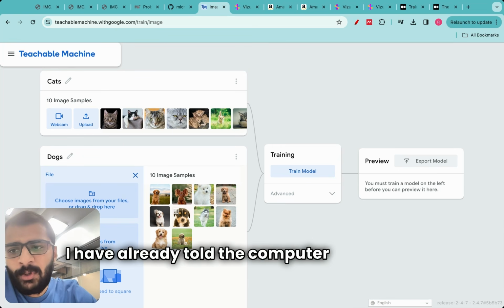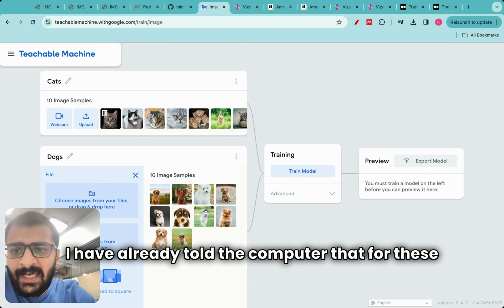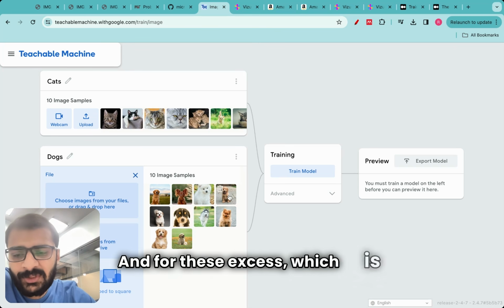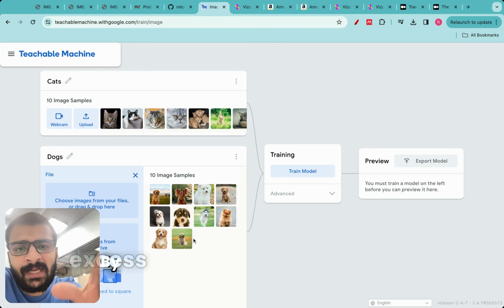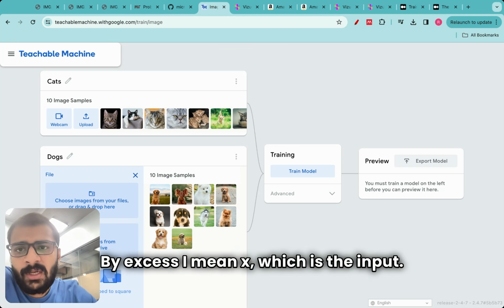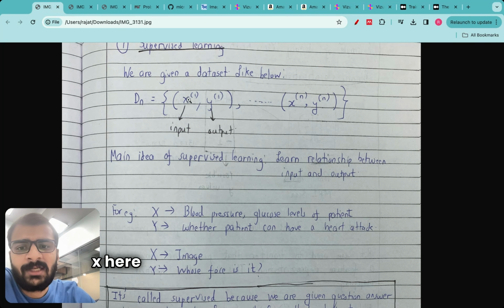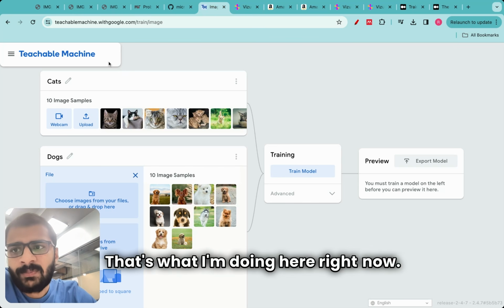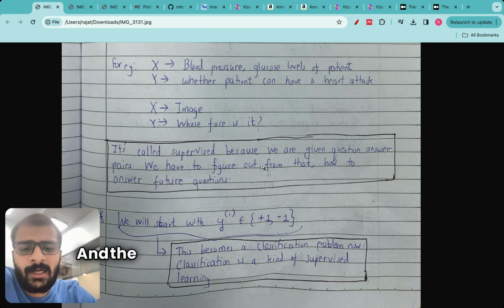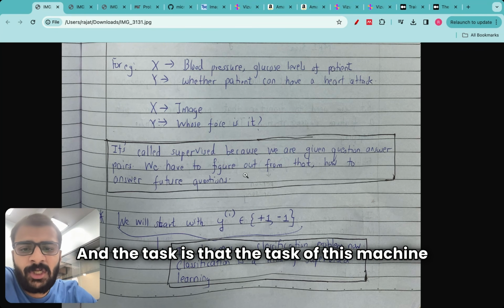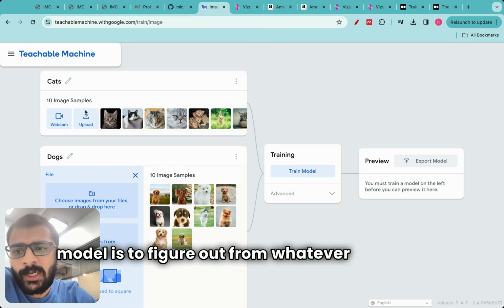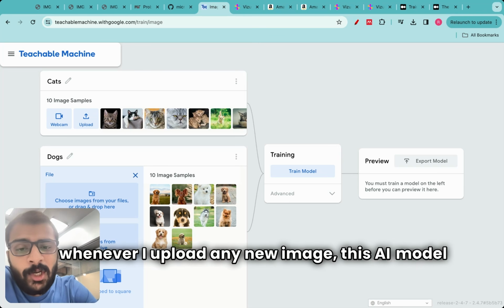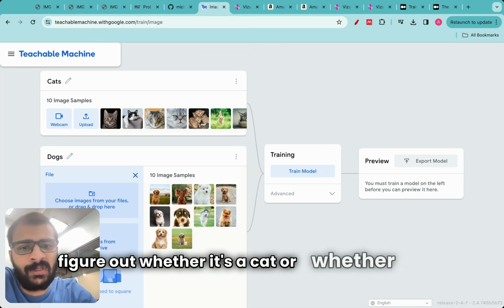I have already told the computer that for these x's, which is the input, the output is a cat, and for these x's, which is the input image, the output is a dog. By x I mean the input. So if you look at the input output pair, the x here is the image and the y is whether it's a cat or a dog. That's what I'm doing here right now. And the task of this machine learning model is to figure out, from whatever I've given, that whenever I upload any new image, it has to figure out whether it's a cat or a dog.